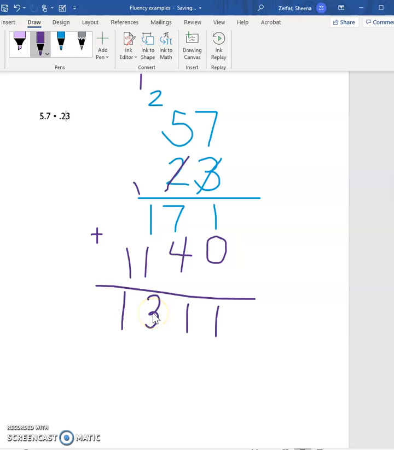and my last step is now to figure out where should my decimal go. I look back at the original numbers and I count how many total decimals I see. I have 1, 2, 3. So I'll move this over once, twice, 3 times. So my answer becomes 1.311.